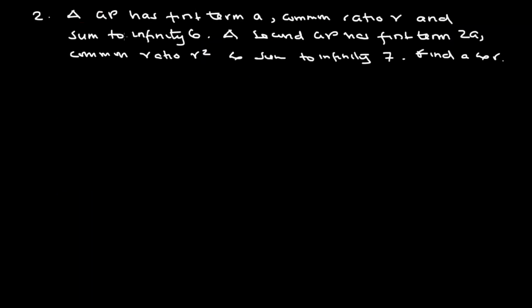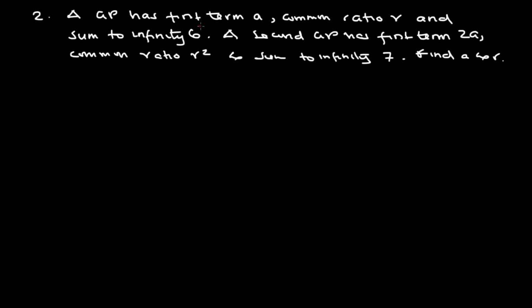Again, we have this equation here. It says a GP has first term A, common ratio R, and sum to infinity 6. The second GP has first term 2A, common ratio R squared, and sum to infinity 7. Find A and R. Okay, so we are still going to try and see which ones are our statements that we're converting to equations.